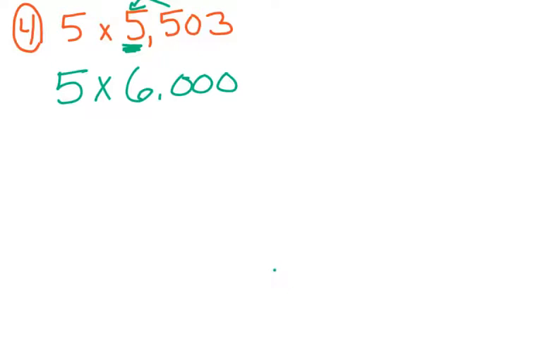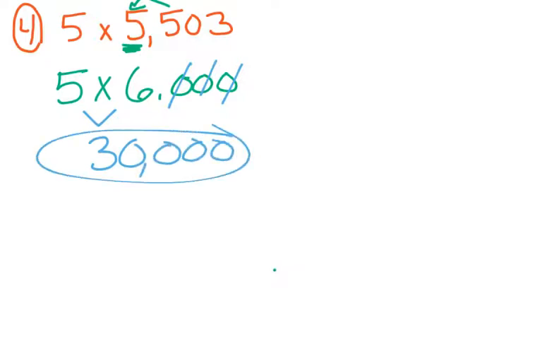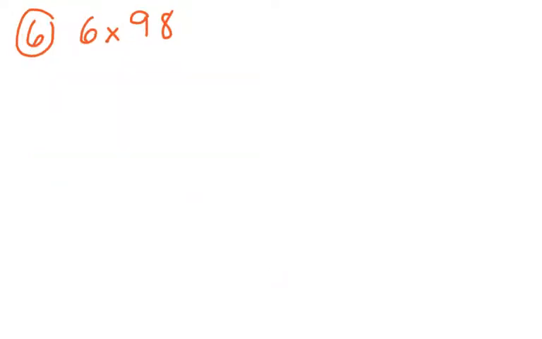Now again, I can cross out my zeros. 2, 3. I multiply 5 times 6, and I get 30. And then I add my 3 zeros back in. And that's my answer for number 4. Numbers 1 through 8 are this simple. All you have to do is round to the highest place value you can round to, multiply, and there's your answer. Because all we're asked to do is to estimate the product by rounding.